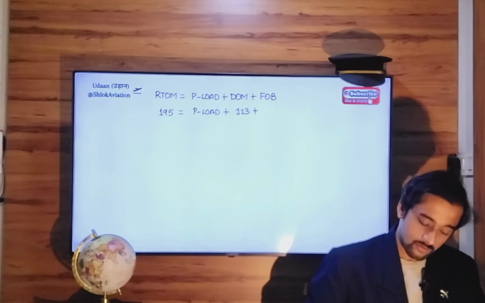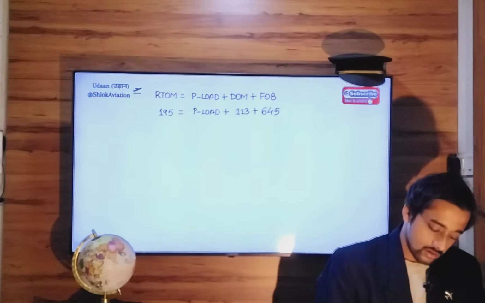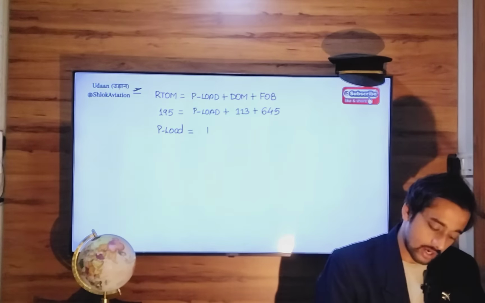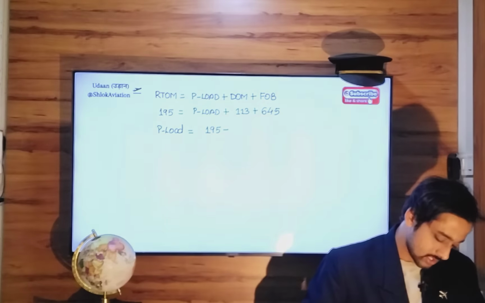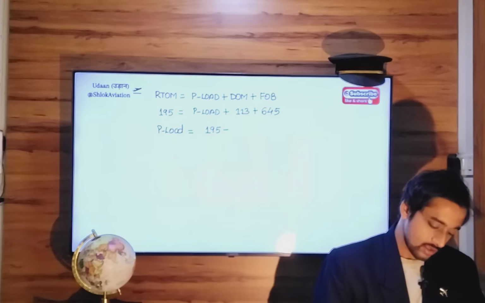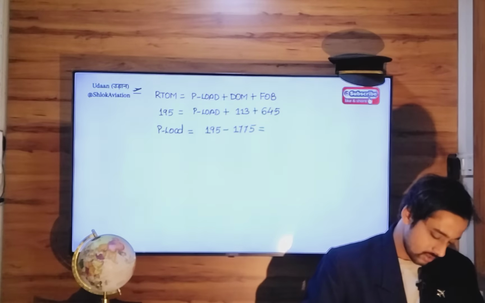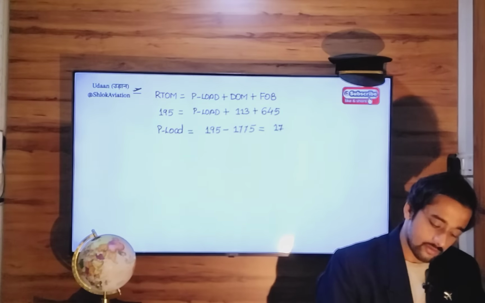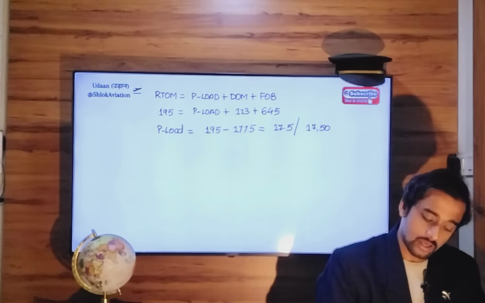Fuel on board, we have found out 64.5. So payload or traffic load will be equal to 195 minus 113 plus 64.5, 177.5, which is equal to 17.5 or 17,500 kg.